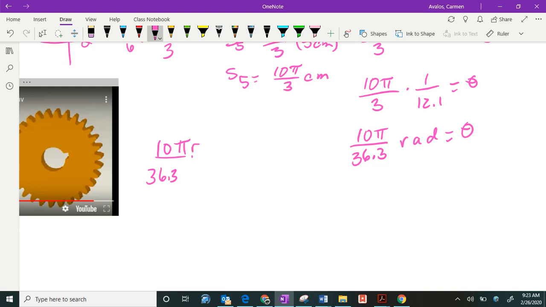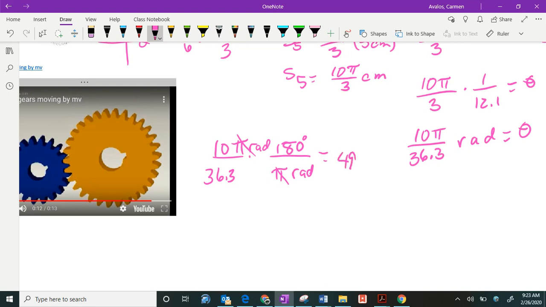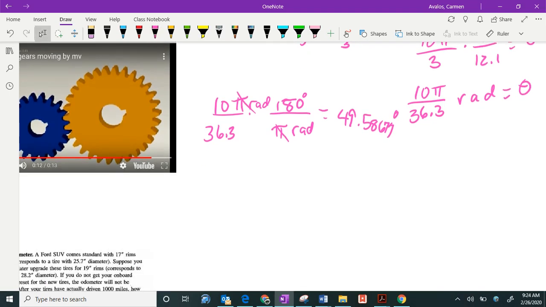We are going to change this. This is radians, and we're going to put radians down here, 180 pi. I'm sorry, that's the other way around. It's going to be pi over 180 degrees. And so the pi's are going to cancel. And so we are going to get 10 divided by 36.3, about 49.58677 degrees.